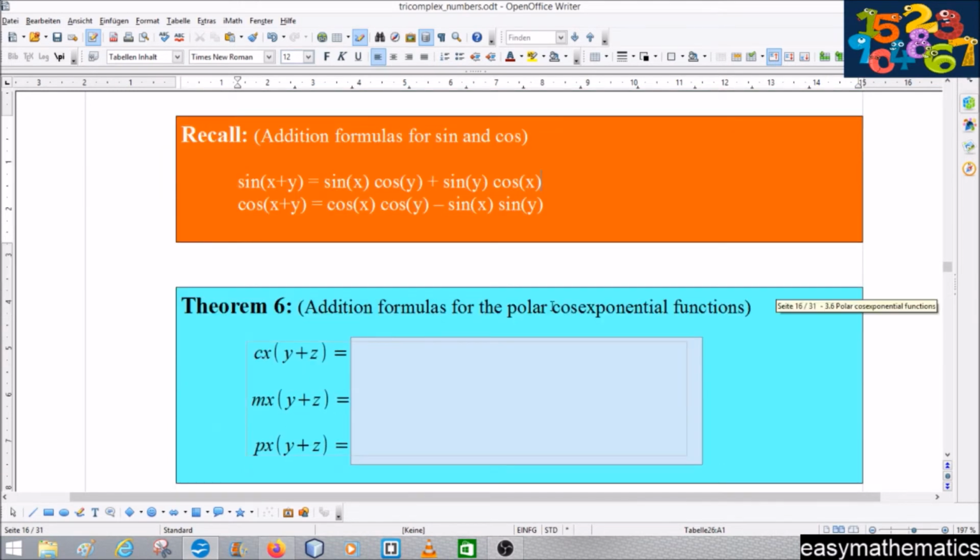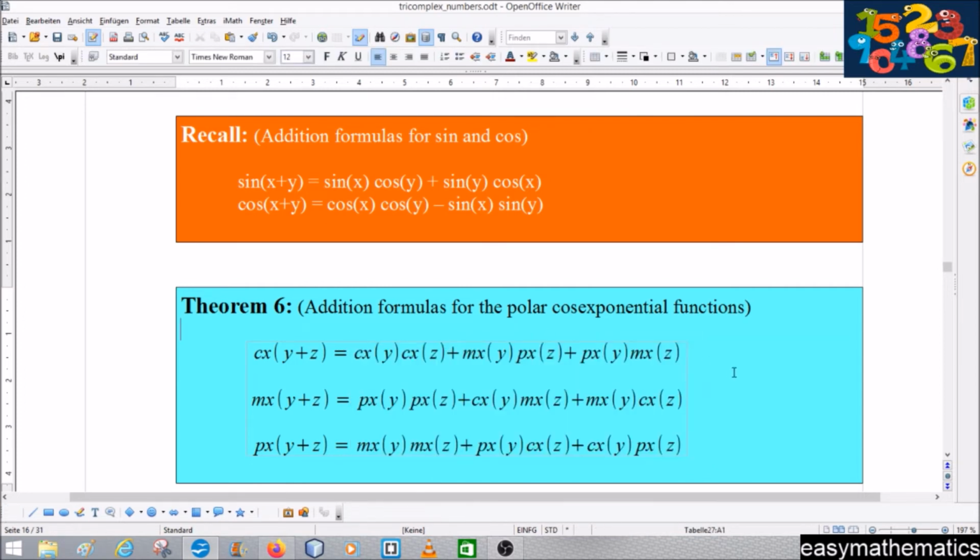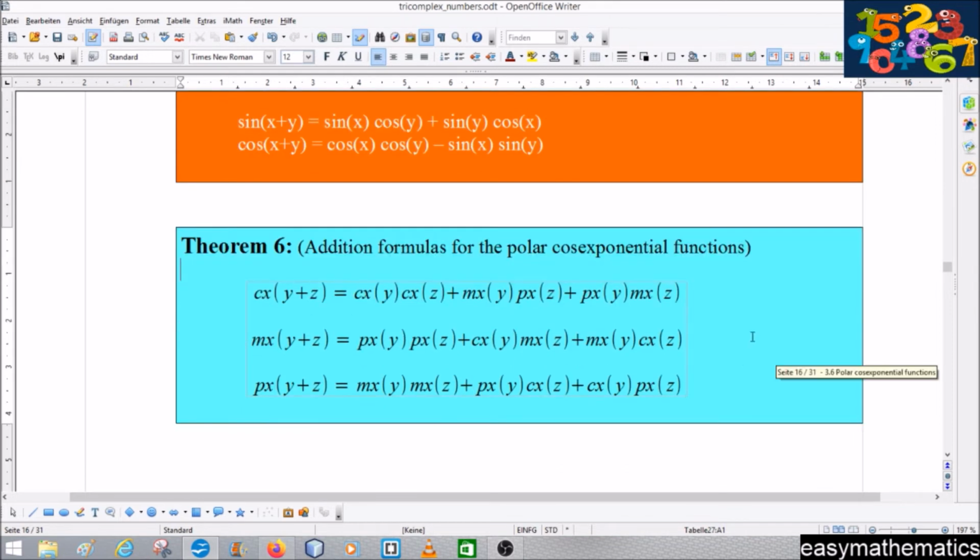And we can think about addition formulas for the polar cos exponential functions. Why not? They play the role of the trigonometric functions, and maybe there are some nice addition formulas, and here they are. I will not read them in detail. You can pause the video and read them by yourself, okay? But you see that there is some kind of similarity.